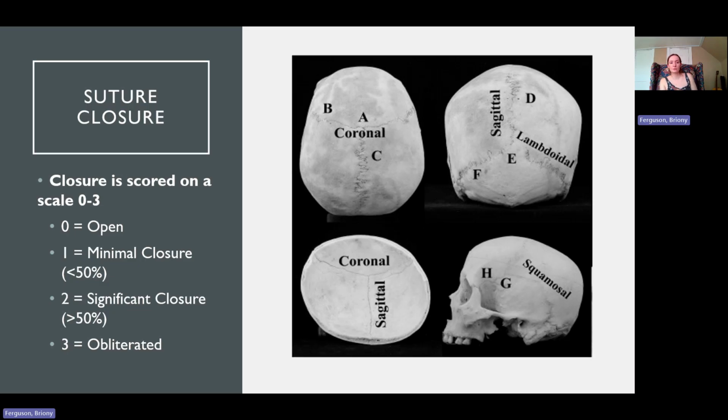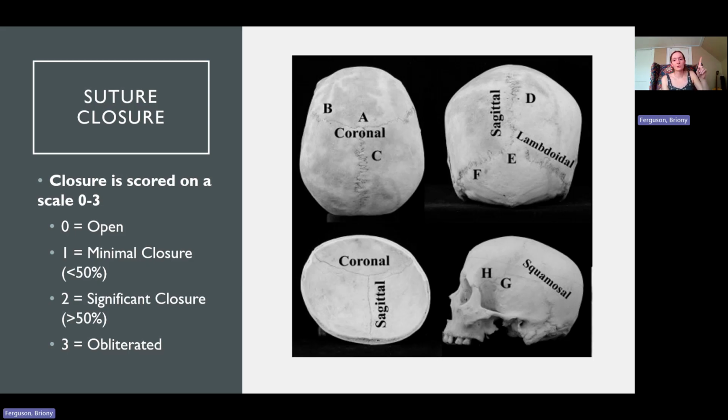Now, when we're looking at these suture closures, we are looking to see how open or closed they are, and we score these on a scale from 0 to 3. 0 means that they are open. You can very clearly see this suture. You can see a very strong dark line in between them. My professors in undergrad used to say, imagine you took the skull and you poured water in it. If the water would come out because the suture has that space between it, then it's open.